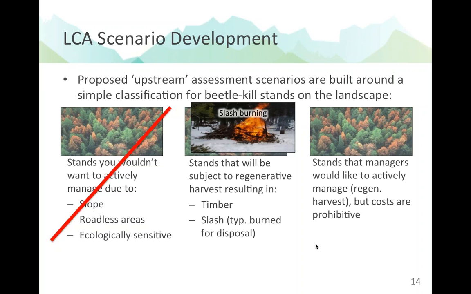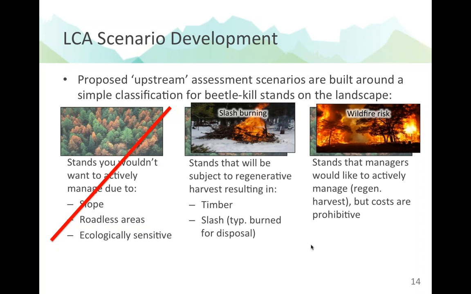There's a third category of land on the landscape, and that's areas where managers might want to go in and harvest and remove some of this beetle kill, but they can't at the moment because it's prohibitively expensive. However, when you consider bioenergy and doing something productive with this beetle kill, you get into a situation where maybe if you have additional revenue because you can sell some of this material to pellet plants or to a power plant or something else, maybe that improves the overall economics, and maybe you can harvest some things that you couldn't harvest before.